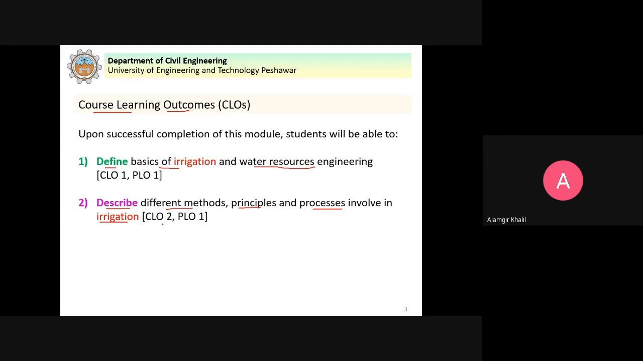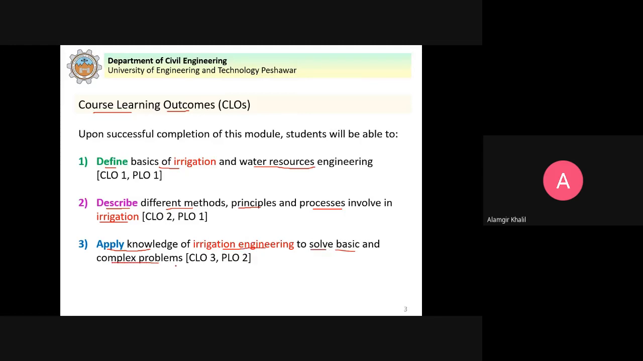This is CLO 2. You should be able to describe what salinity and water logging are, what the different causes are, and how we can deal with them. The third CLO is that the knowledge we get in this course should be applied, so that you are able to apply the knowledge of irrigation engineering to solve basic and complex problems.